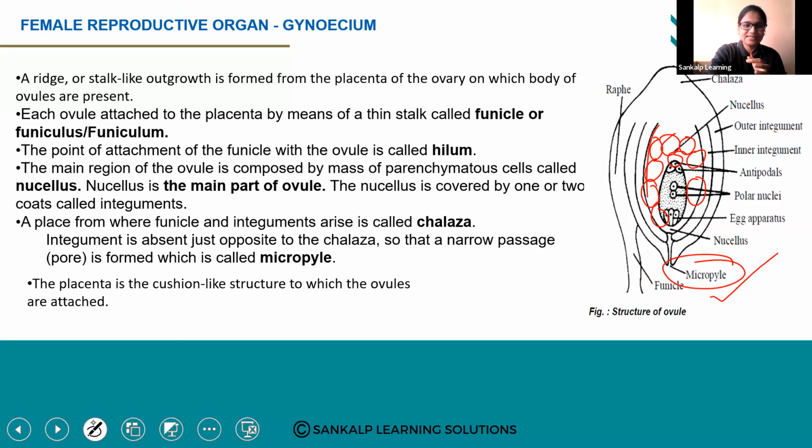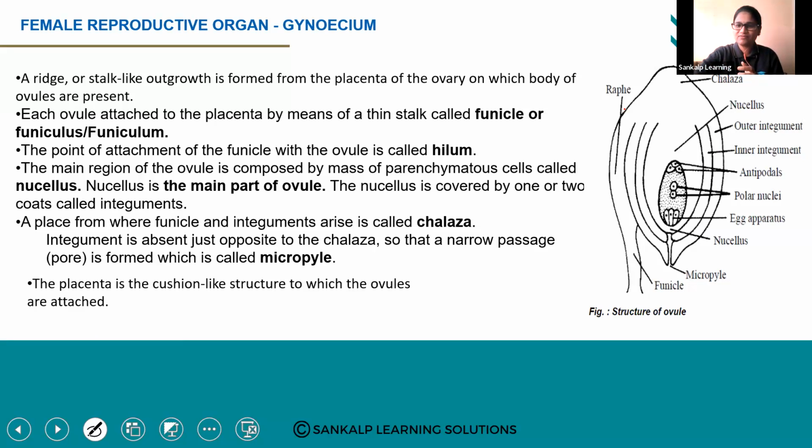And the nucellus is covered by several layers. These layers of the ovule are called integuments, outer integument and inner integument. Then the place from where the funicle and integuments arise is called the chalaza.